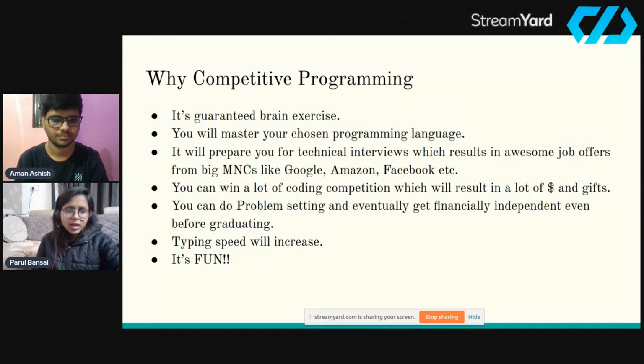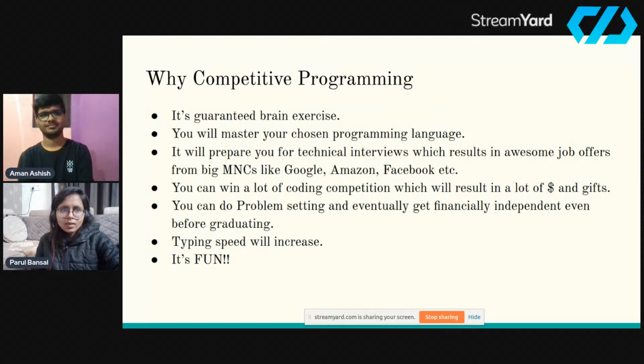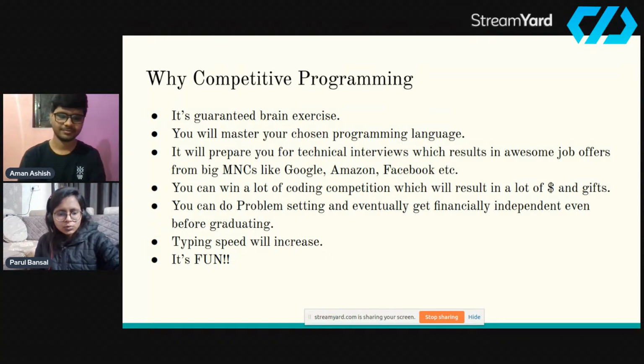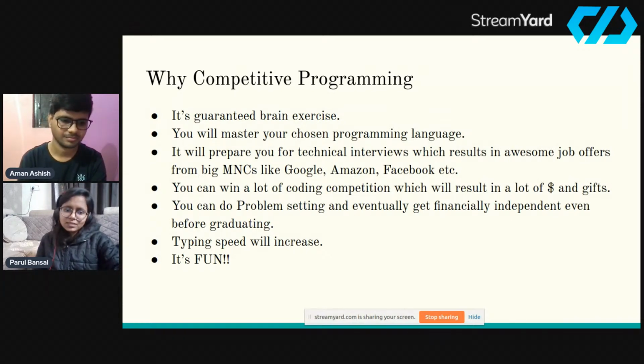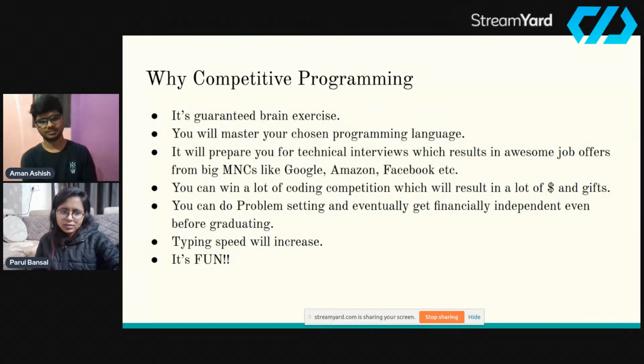Actually, in my college, I was the only girl who used to do competitive programming. So whenever I was demotivated and then I participated in such a contest and won some goodies, it increased my confidence. Exactly. I think this is also one of the very good benefits of this.